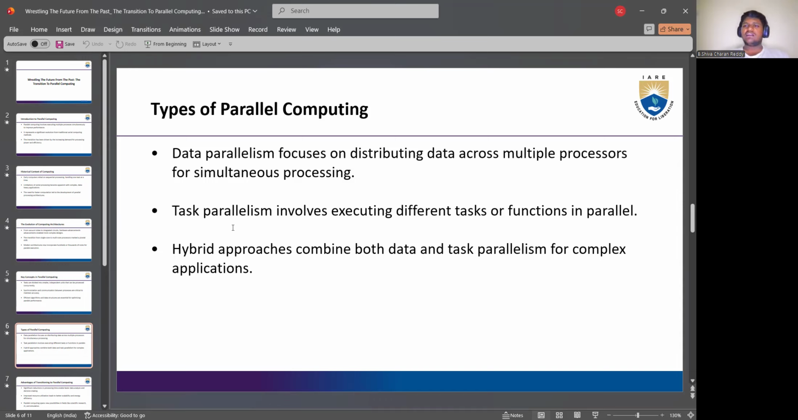So coming to task parallelism, it involves executing different tasks or functions in parallel. It runs two tasks at once, like in a single function, it runs two tasks. Well, the hybrid type of parallel computing combines both of these for complex applications. If one type of parallelism is not applicable for distributing the data, these hybrid applications can combine both data and task parallelism for complex applications.